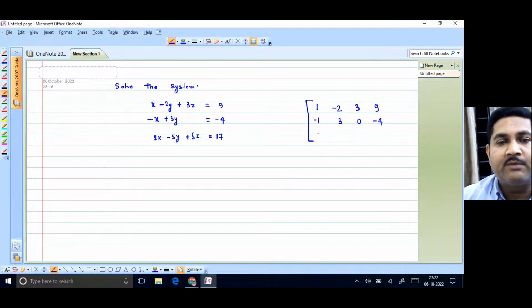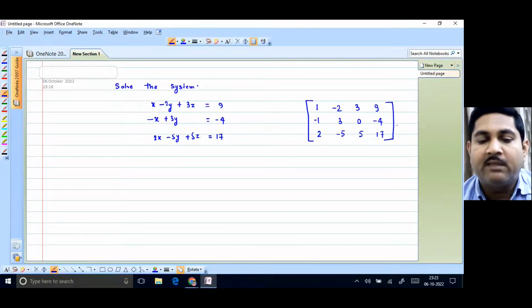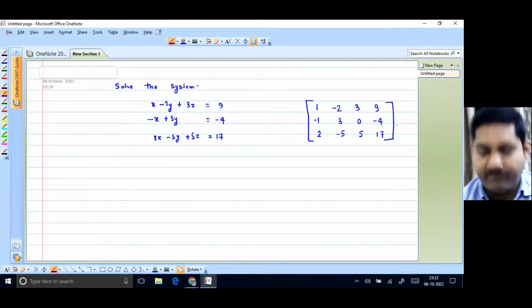Next, I jump onto the third equation: coefficient of x is 2, y is minus 5, coefficient of z is 5, and right hand side 70. So all in all, I have deleted the variable names and equality sign, and I have written the numbers in the form of a matrix.